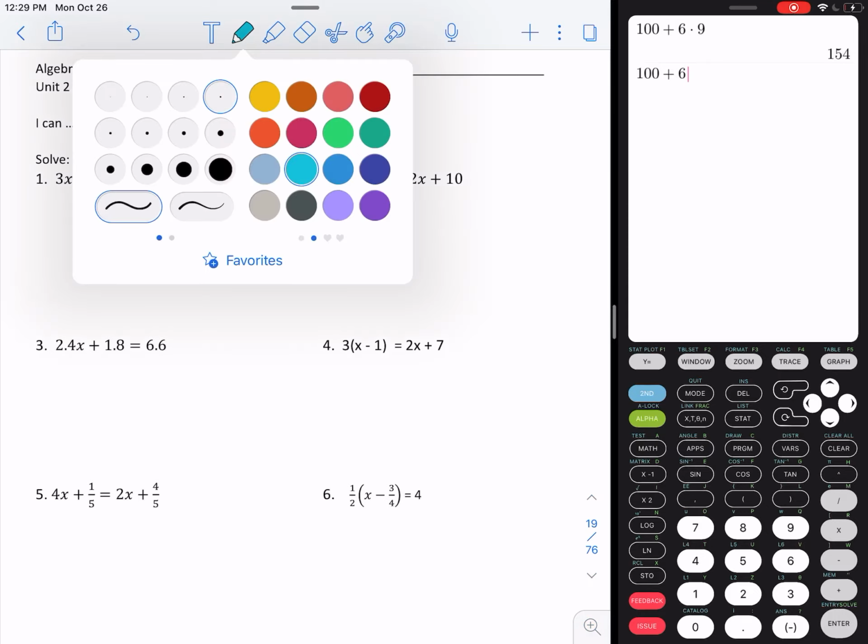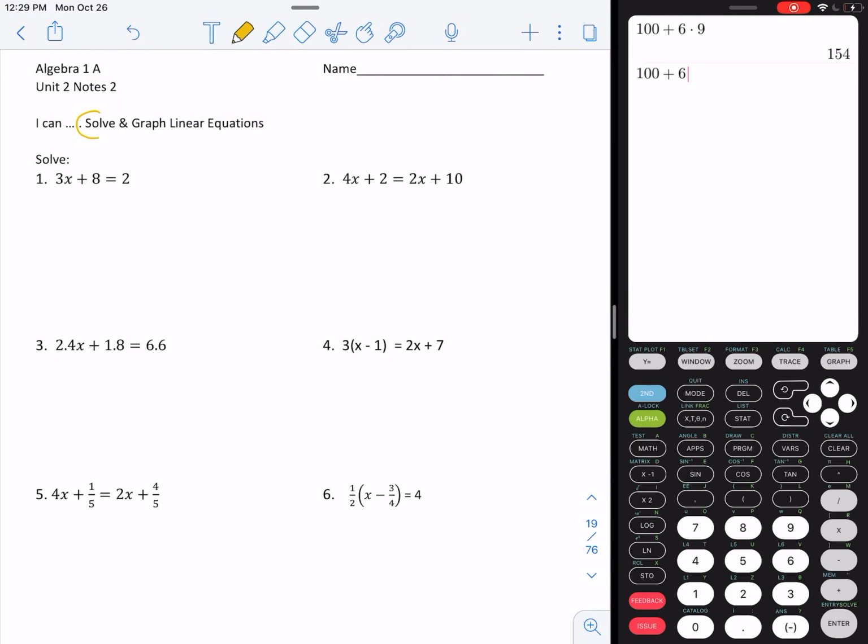Okay, so in this lesson, we're going to review solving linear equations. So just solving algebraically, just trying to get x alone, and remember that you always use opposite operations to get rid of stuff. So addition and subtraction are opposites. Multiplication and division are opposites. Opposite operations to get rid of stuff.